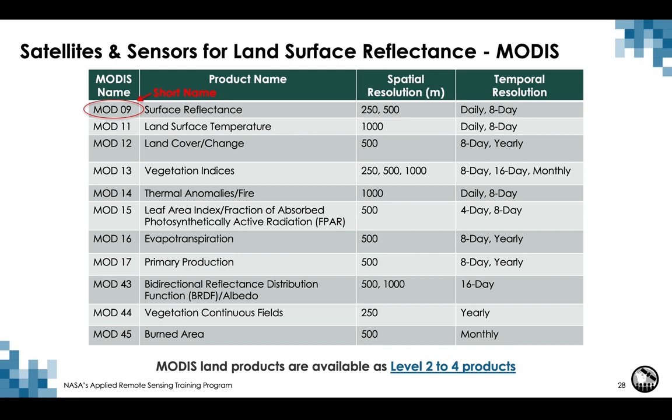All MODIS land products are processed at levels 2 to 4. Level 0 data is raw satellite feeds. Level 1 has been radiometrically calibrated, but not otherwise altered. Level 2 data is level 1 data that has been atmospherically corrected to yield a surface reflectance product. Level 3 data has been gridded into a map projection and usually has also been temporally composited or averaged. And level 4 data is modeled output using lower level variables.